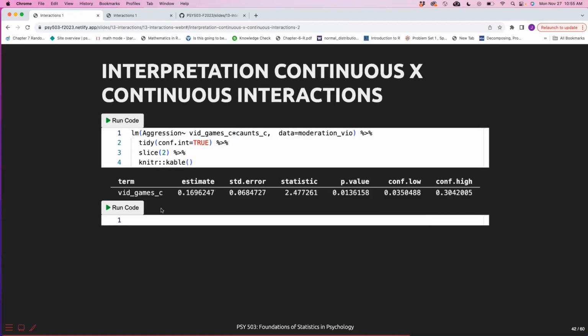All right, so what about B sub 1? So this is hours played video games. This would be interpreted similarly to what we did when we looked at multiple regression coefficients, right? When continuous variables.